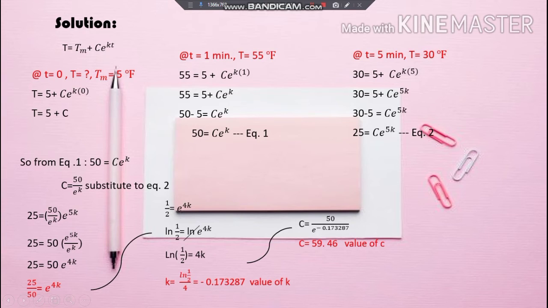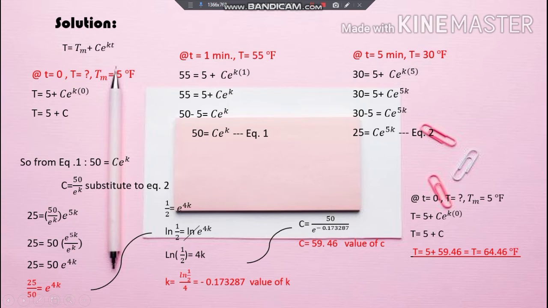The value of c is equal to 50 over e raised to negative 0.173287. So we calculate it on the calculator. This is c is equal to 59.46. So we have our value of c.